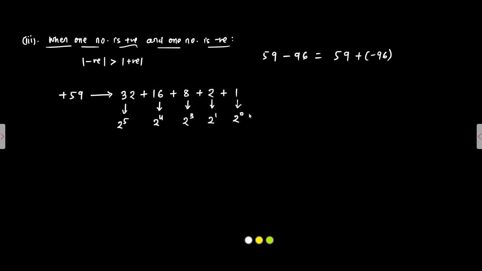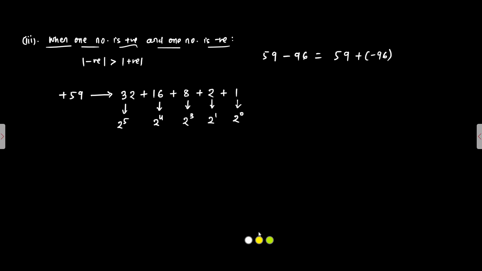Again, if you have any confusion related to this, you can use the repeated division or the LCM and remainder method to convert any decimal number into binary. That is the usual process. But if you get used to this method, you can easily convert any decimal number into binary just by splitting it into the respective powers of 2.